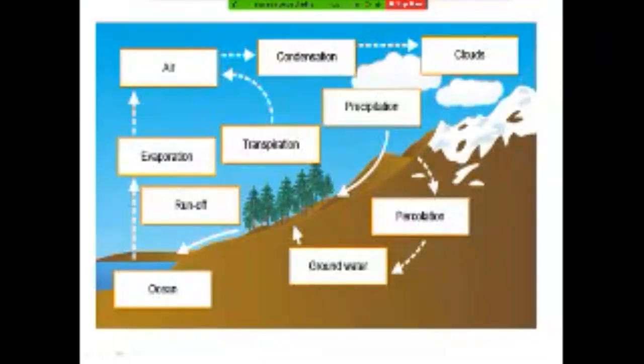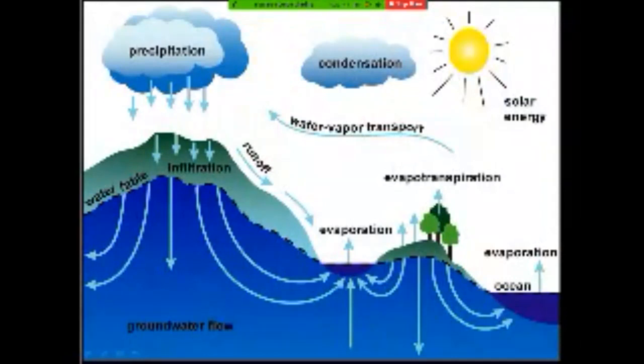This is also one more picture to make it clear how this goes on. Ocean, evaporation, it is going into the air. Transpiration also is going into the air, and then it forms condensation. In this condensation, clouds are formed and it comes back to us in the form of precipitation. Percolation means the water sinks into the soil, and it becomes groundwater. So this is also one more picture to make it clear.